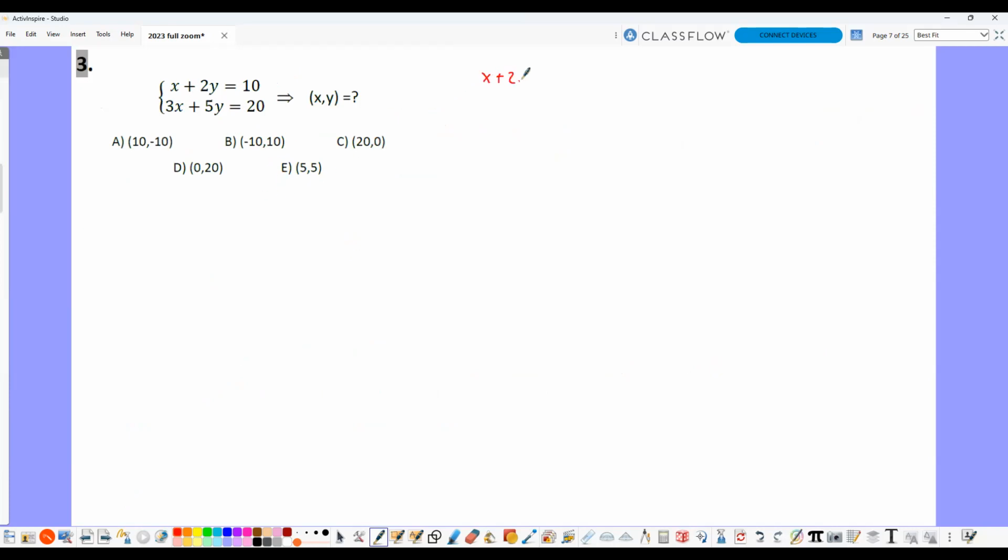x plus 2y is equal to 10, and 3x plus 5y is equal to 20. I'm planning to eliminate x. To eliminate x, I have to multiply by the same coefficient with a different sign. Let's say if this is 3, I have to multiply this one by minus 3 to eliminate the x values. I want to eliminate the x value. That's why I have chosen the coefficient of x.